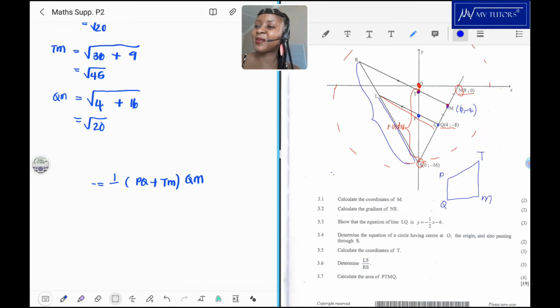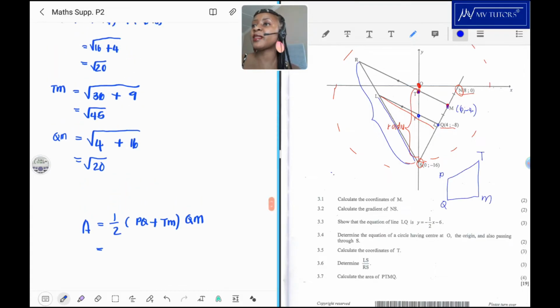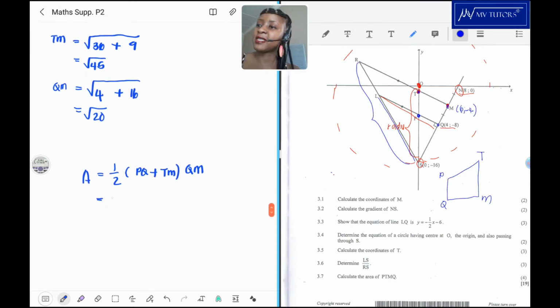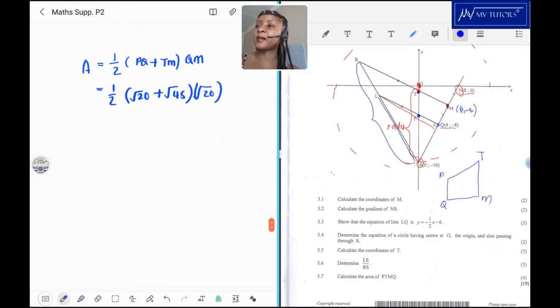Okay, so we have our area there. I could have just written it down again. It's 1 over 2 times PQ, I think it was root 20. Yes, so we have half root 20. TM is root 45, and QM is root 20. Then we're just going to plug everything into the calculator, and then we are done with this question.